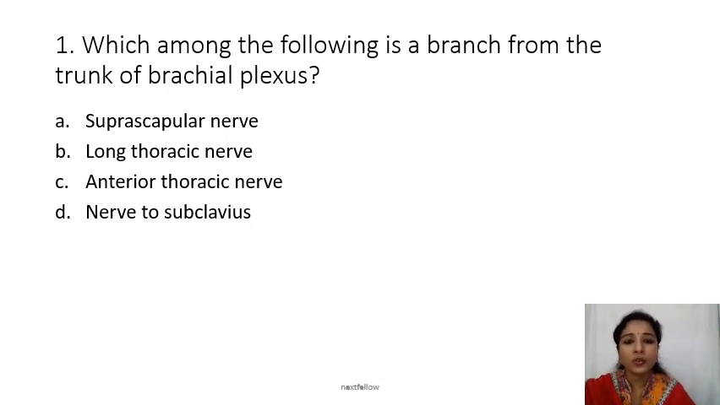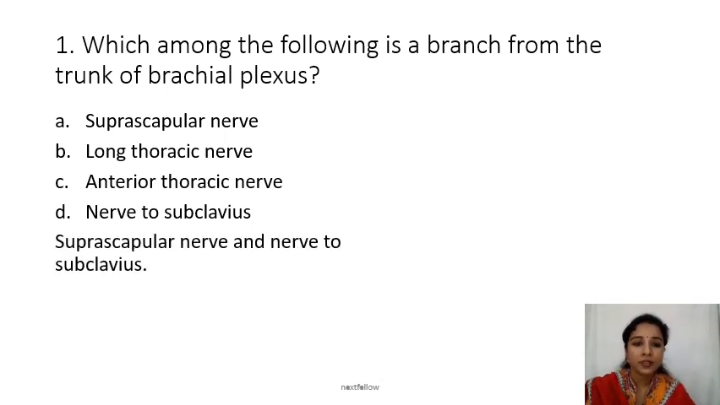Which among the following is a branch from the trunk of the brachial plexus? Can you guess the answer? The suprascapular nerve and the nerve to subclavius are from the trunk of the brachial plexus. So A and D are the answers.